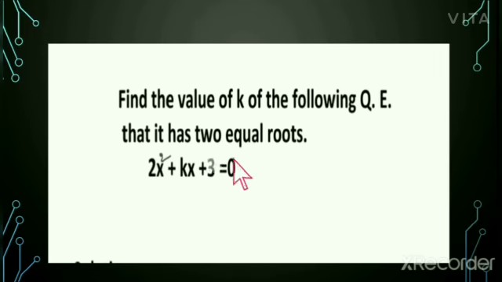Let us see another problem. Find the value of k of the following quadratic equation so that it has two equal roots. The quadratic equation is 2x square plus kx plus 3 equal to 0. Let us see the solution.